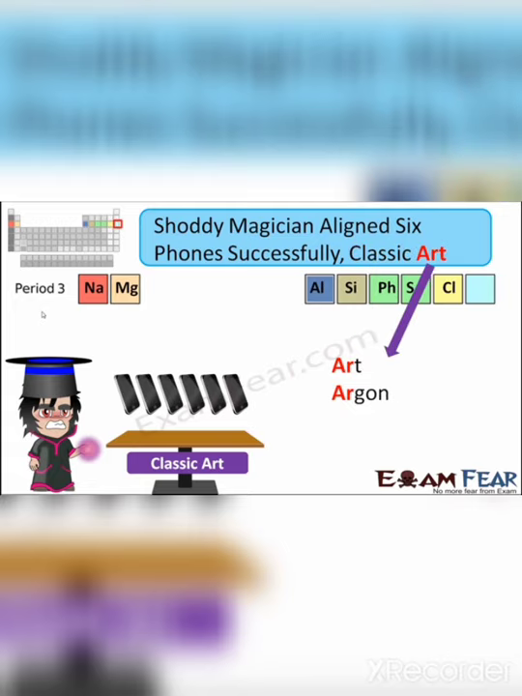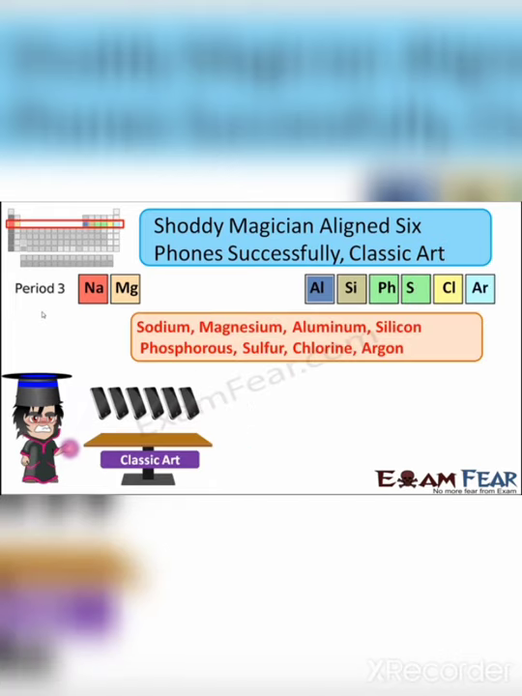Art reminds of argon. So finally, the memory tip for elements in period 3 would be: Saudi magician aligned 6 phones successfully, classic art.